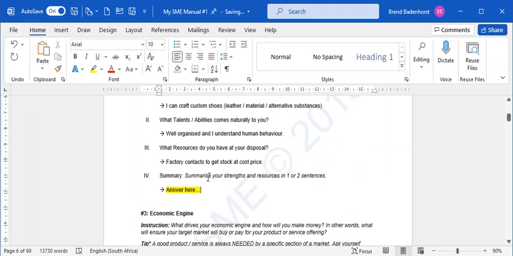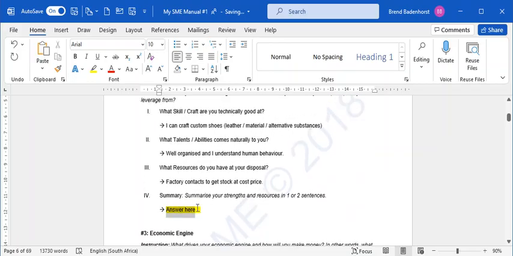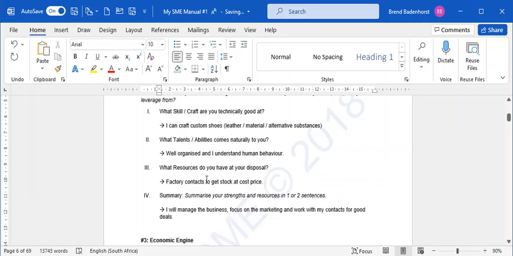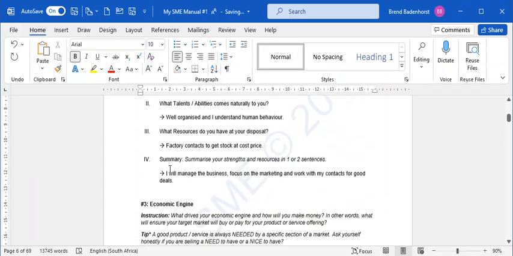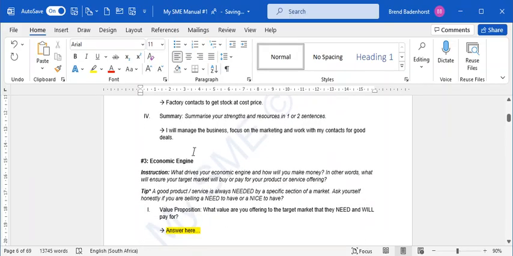So let's go lastly to summarizing my strengths in a nutshell. I'm going to say here, I will manage the business, focus on the marketing, and work with my contacts for good deals. This is a clear indication that I'm building the business on my strengths and I'm using the resources at my disposal in order to make this work.